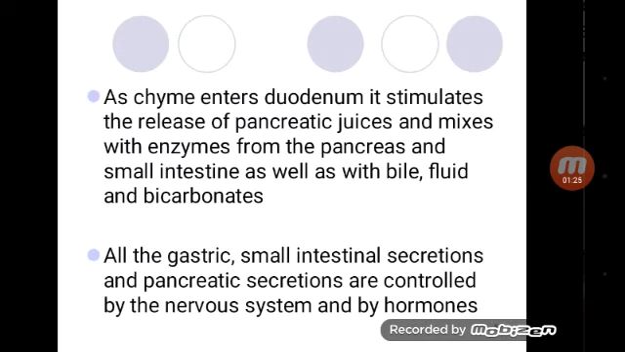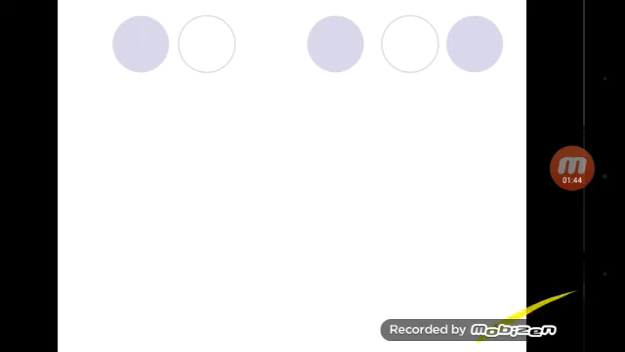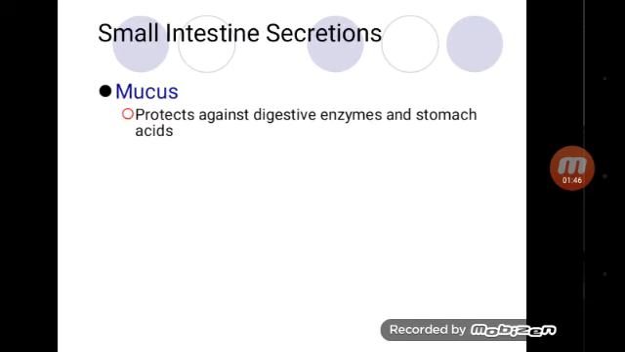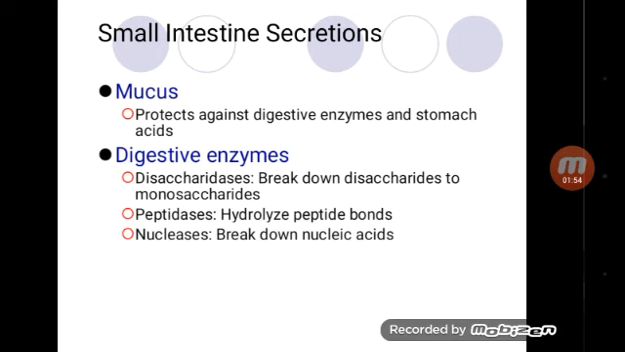As chyme enters the duodenum, it stimulates the release of pancreatic juice and it mixes with the enzymes from the pancreas and small intestine, as well as with bile, fluid and bicarbonates. All the gastric and small intestinal secretions and pancreatic secretions are controlled by the neuronal and hormonal mechanisms. Coming to secretions of small intestine, mucus protects against the digestive enzymes and stomach acids, that is HCl.